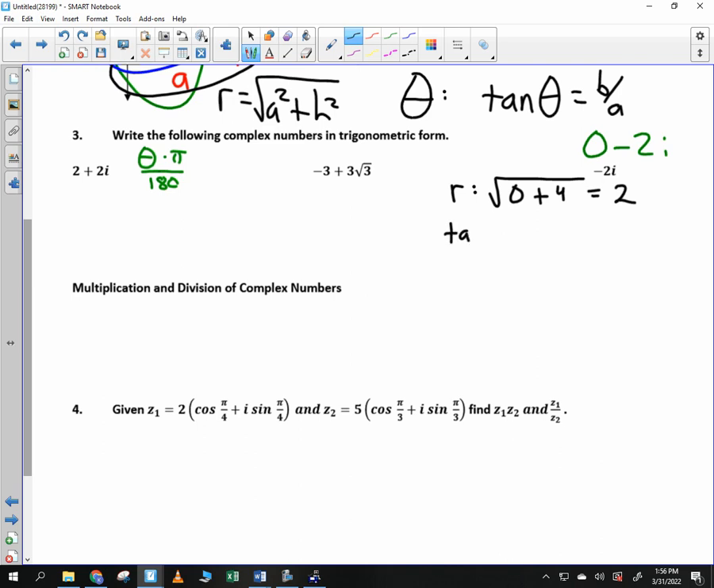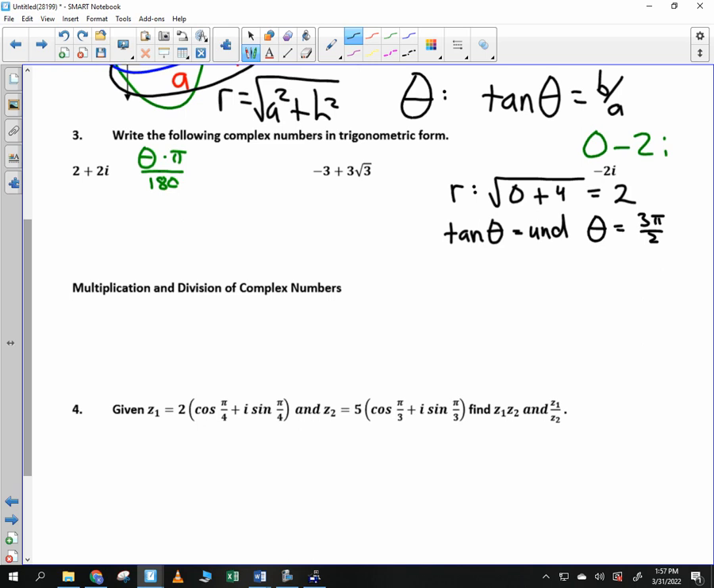And then I set up tangent of theta is equal to what? What is 2 over 0? Undefined. So to bring up Easton's point, when is tangent undefined? 90 degrees or 270. Is that at 90 or is it at 270? 270 degrees. What is 270 in radians? 3 pi over 2.